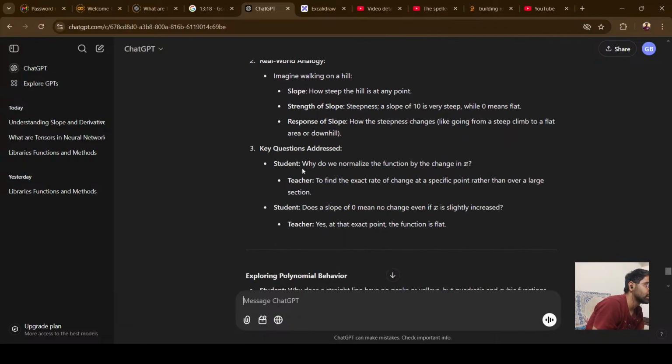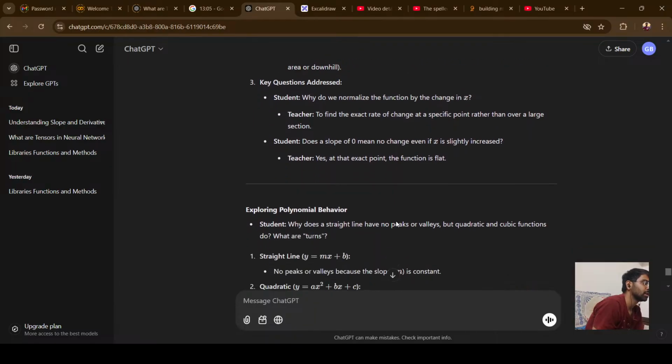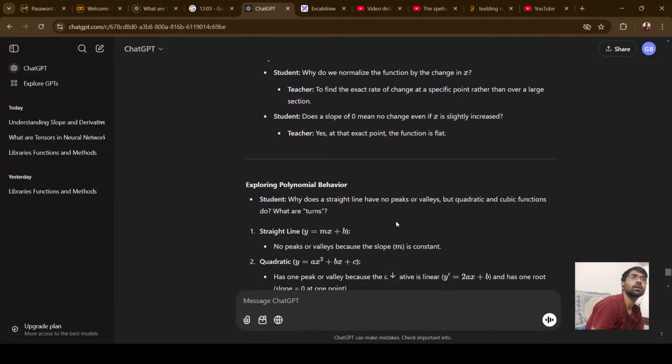Key questions answered. Why do we normalize the function by the change in x, to find the exact rate of change at a specific point rather than over a large section? Does the slope of zero mean no change? Yes, when the function is flat.